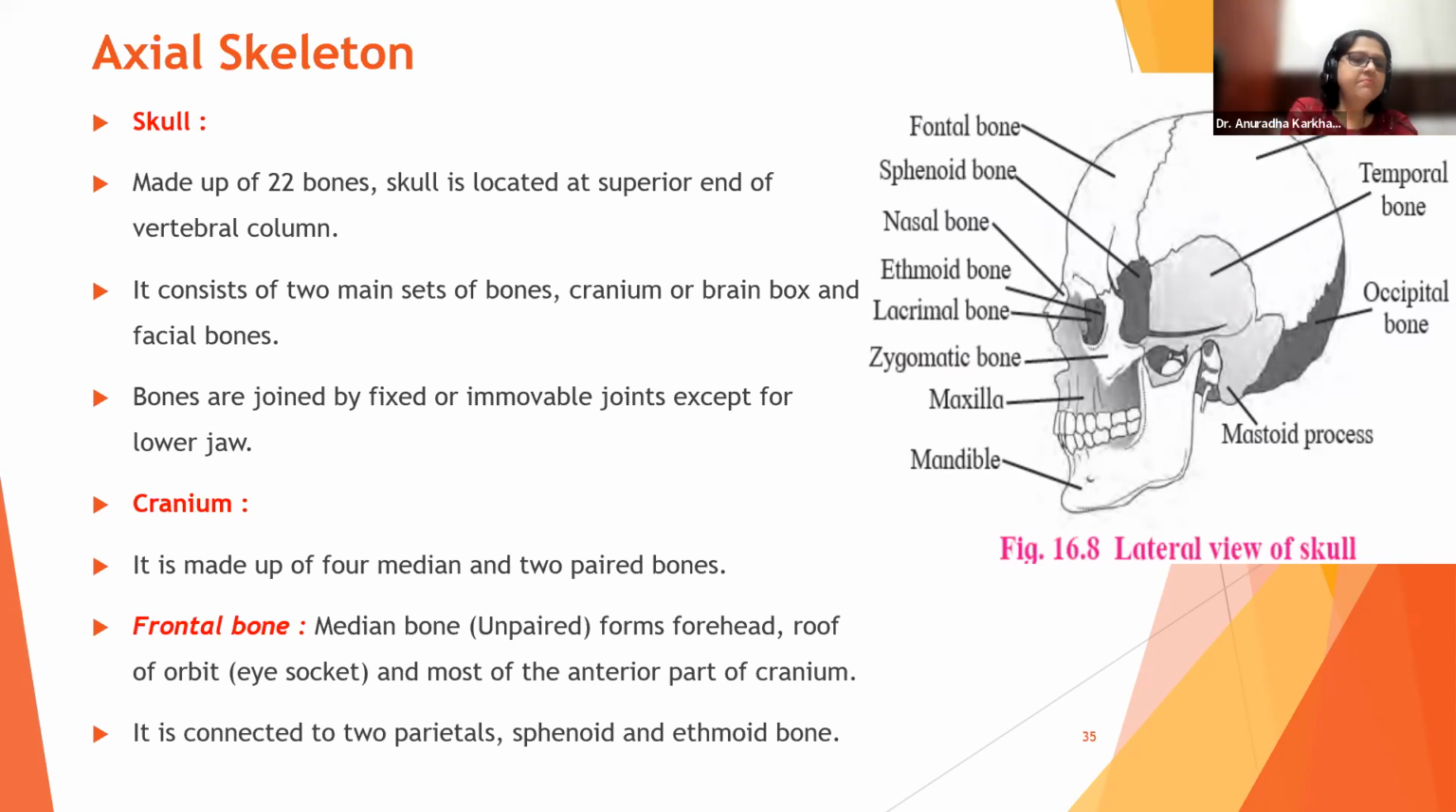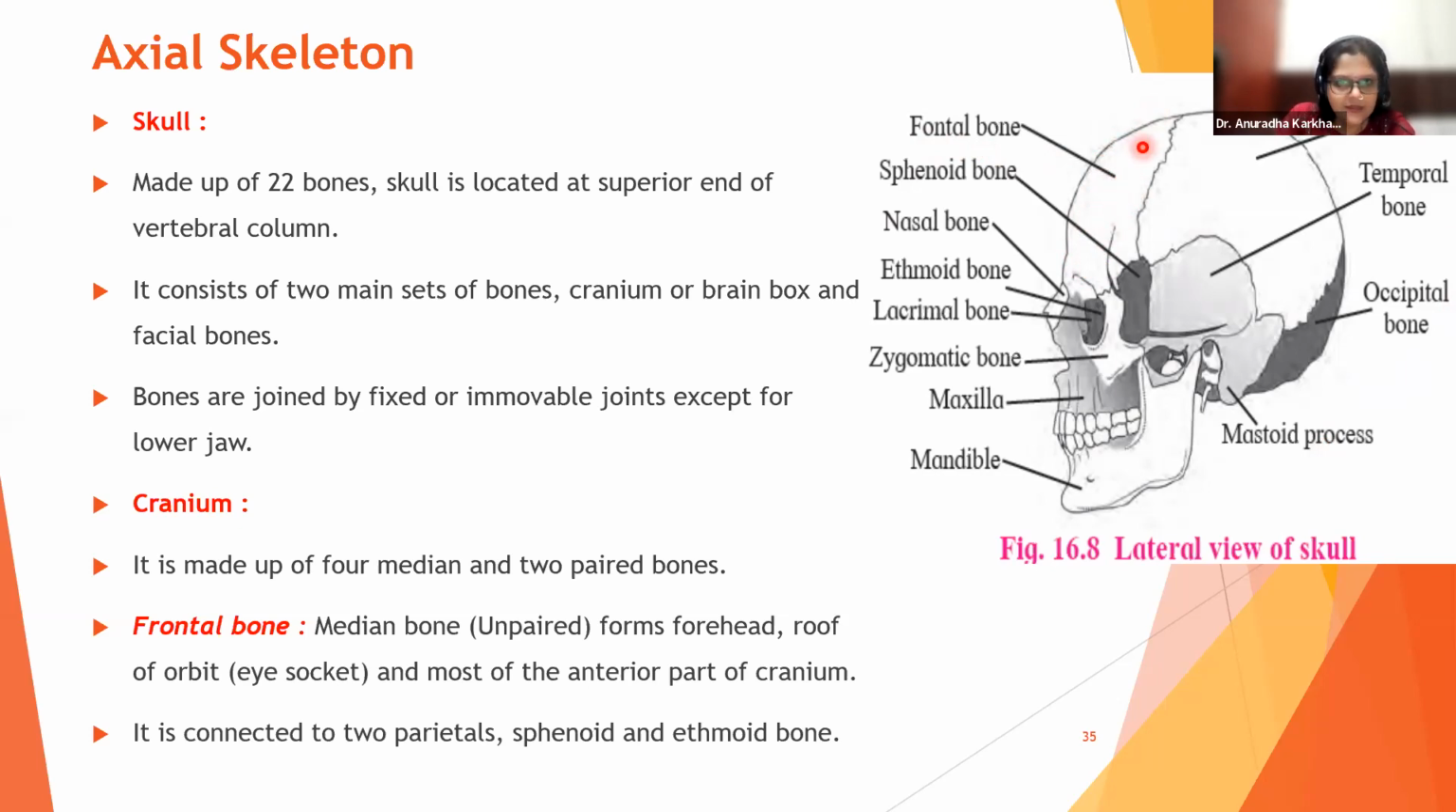Then we have the cranium. We come to the cranium first. It is made up of 4 median and 2 paired bones. Let us see how they are. Frontal bone, a median unpaired bone, forms the forehead. Here you can see in this diagram also very clearly, this is the frontal bone. Can you see this? Frontal bone. It is one alone. It is not paired.